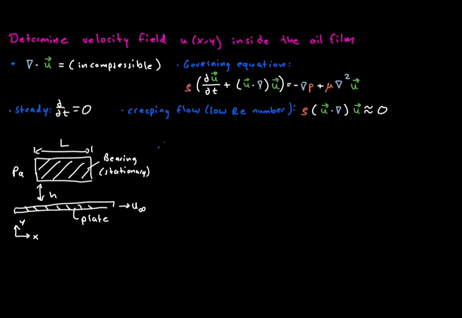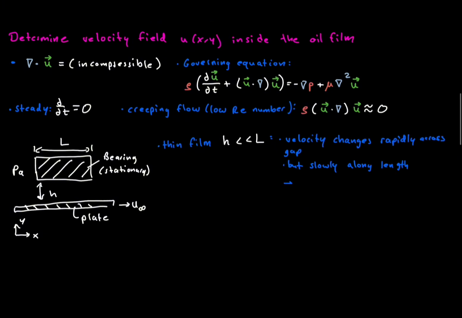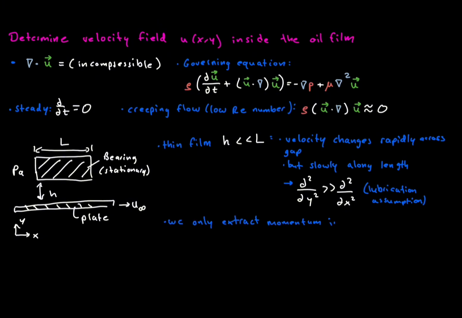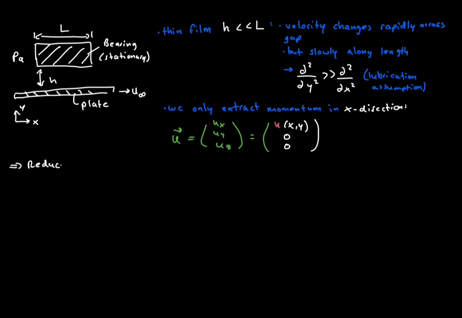The film thickness h is much smaller than the length scale L. Velocity variations across the gap are therefore much larger than variations along the length. This means the second derivative with respect to y dominates the second derivative with respect to x. We also assume the flow is mainly in the x direction. So the velocity field is u equals capital U of x and y, 0, 0.